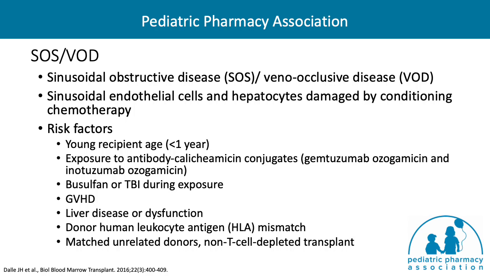The incidence of VOD is greater in pediatric patients, but there is variable reported prevalence due to the different diagnostic criteria that are applied. Factors that put pediatric patients at risk for SOS are young recipient age less than 1 year old, exposure to agents like gemtuzumab and inotuzumab, busulfan or TBI drug exposure, GVHD, liver disease or dysfunction, donor HLA mismatch, and matched unrelated donors and non-T-cell depleted transplant.